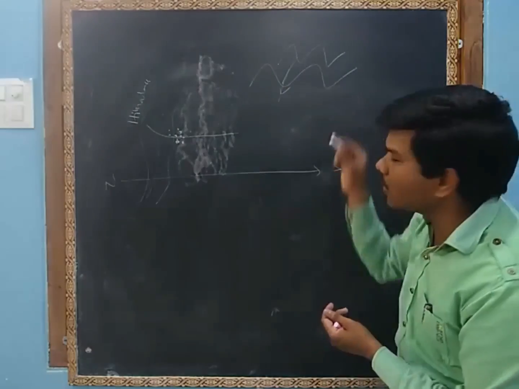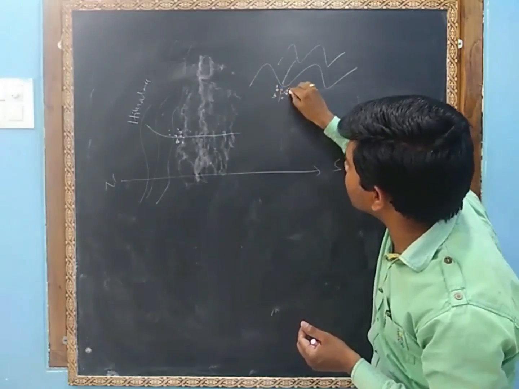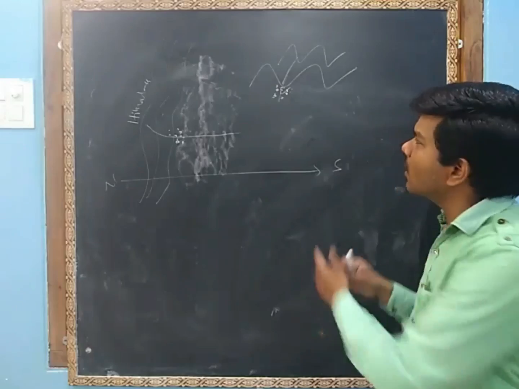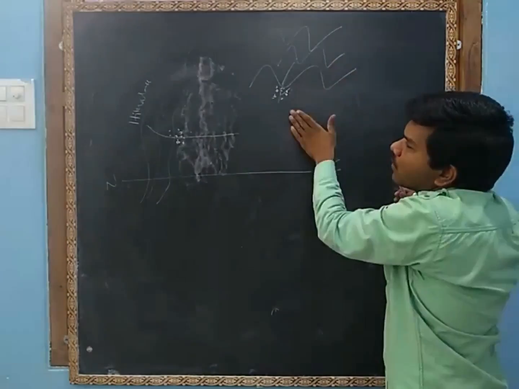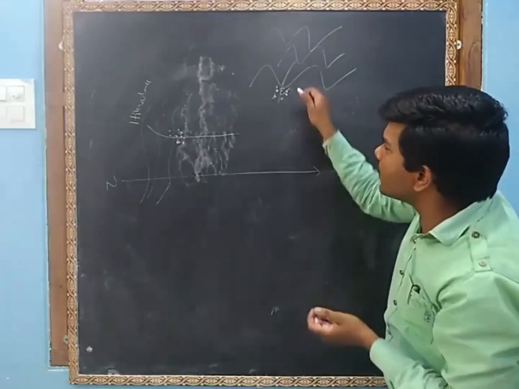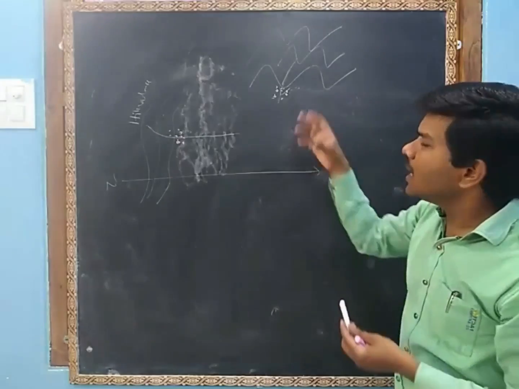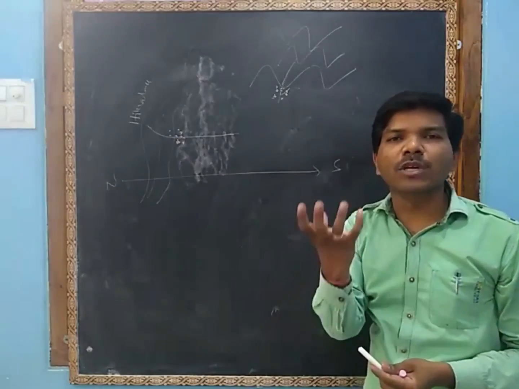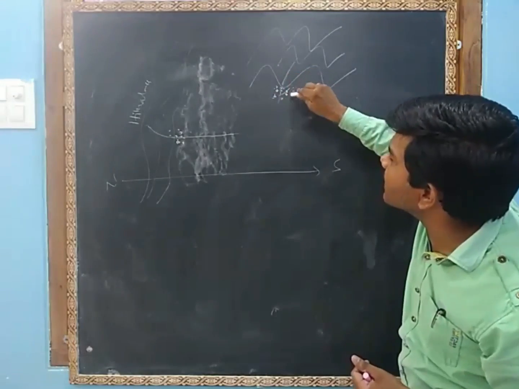Whenever it flows down, it will deposit certain material at the foothills of the Shivalik. This is Shivalik and this is Himadri. Whenever it is coming down, it will deposit some material at this place, because it lost its velocity to carry the deposits. Hence, it deposited certain material at this place.